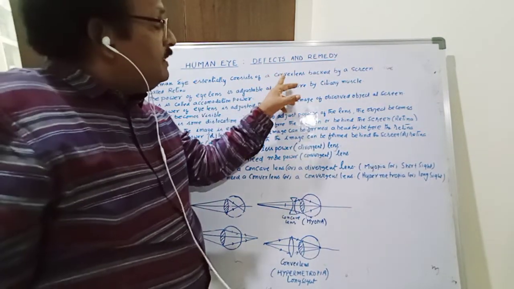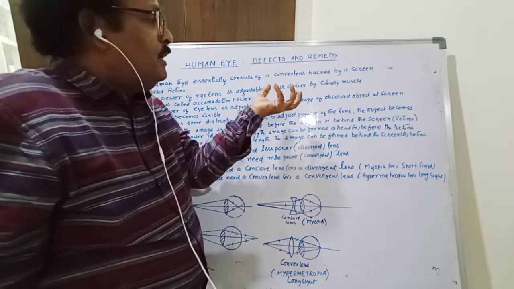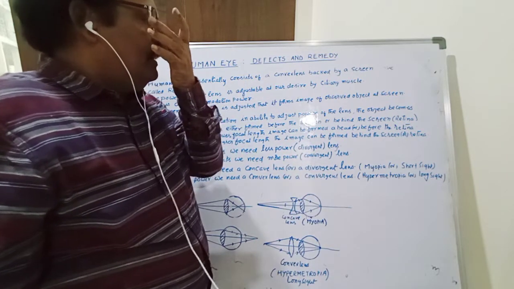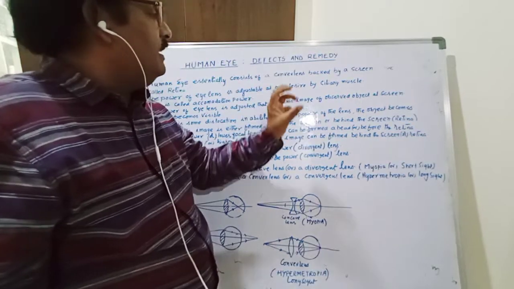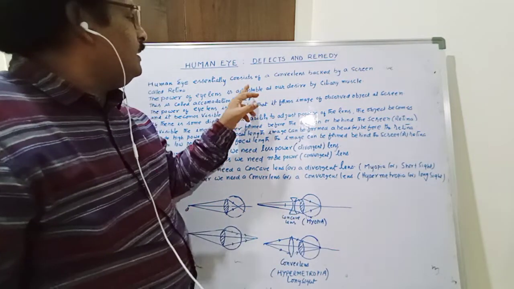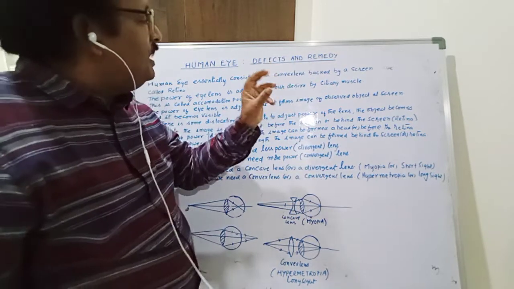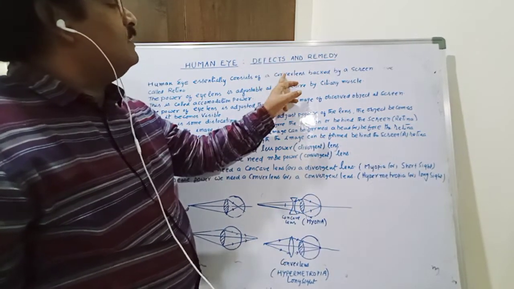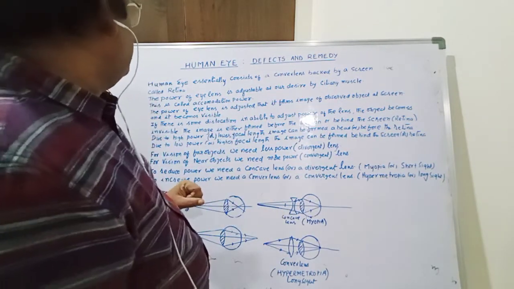The lens is made by God. It is not made by human beings. So that's why it has flexibility. Ciliary muscle is the reason for it. It can change the shape and size, and hence the focal length, of the convex lens. With the help of this ciliary muscle, that is possible.